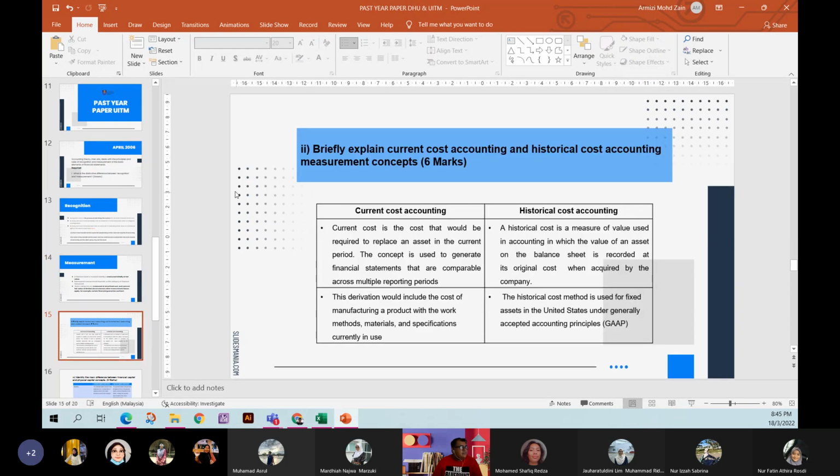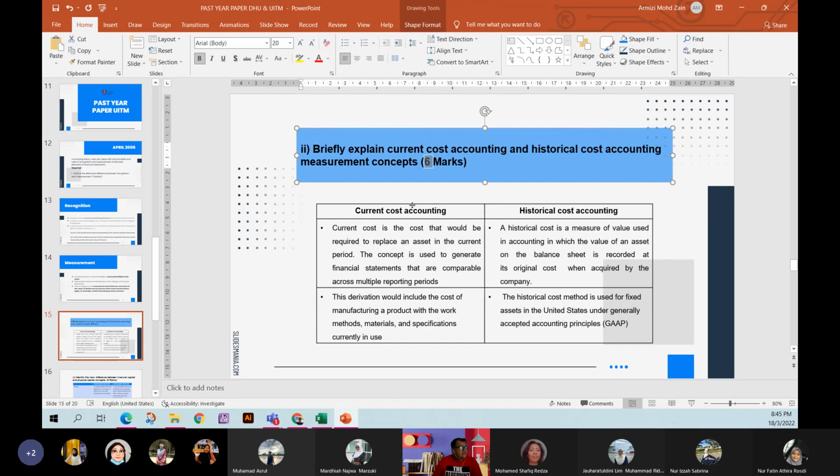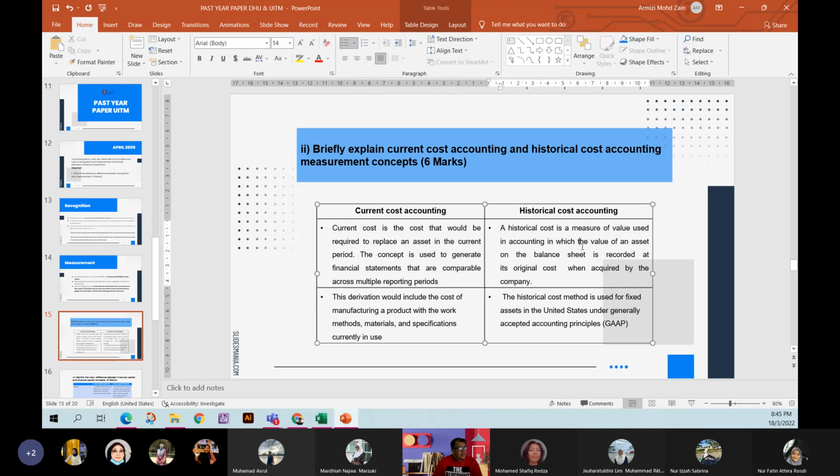Okay, briefly explain current cost accounting and historical cost accounting concept. Yang ni dia suruh explain, you buat dalam kotak pula. Tak apalah, tak ada masalah. Tapi ni 6 markah kan. Briefly explain. So satu ni 3 markah, satu ni 3 markah. Ni mungkin 1.5, 1.5, 1.5, 1.5. Tapi mana key point dia? Point apa you nak cerita ni? Ini pun sama, ini pun sama. Key point dia.